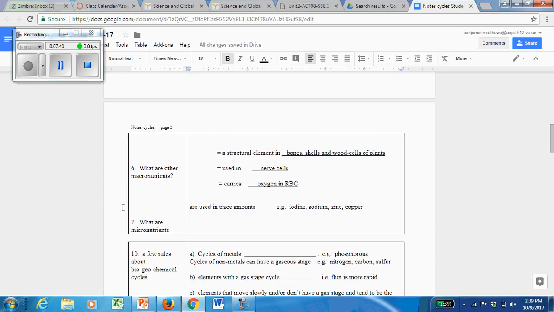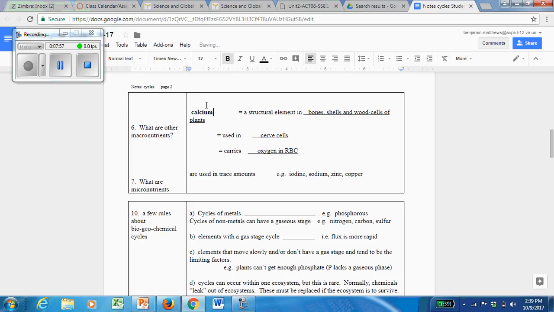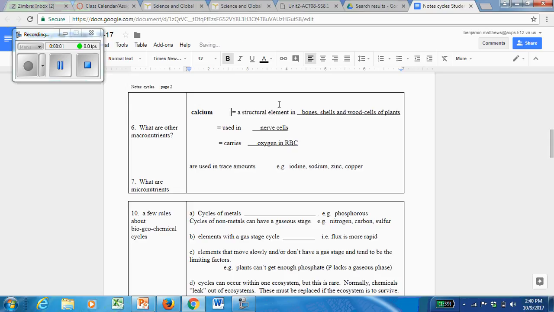But here we have some macronutrients as well. All right, some things that are really important that we find in smaller amounts. The first one is calcium. If you don't drink milk, which is fine, you can get calcium from other ways, but that's important for bones and, of course, for plants. That helps make up the wood part of trees, shells. Very important. Calcium's a really important part.